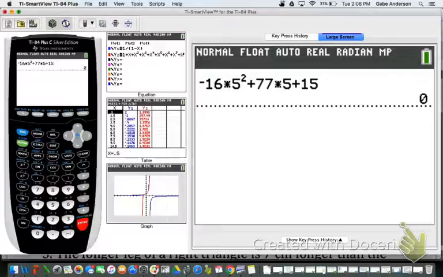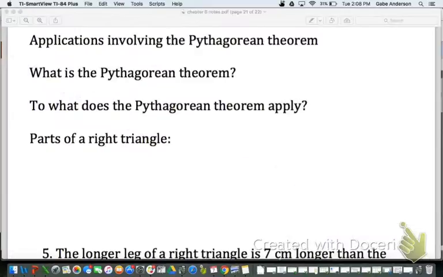Question. Could you also do just like negative 16 parentheses 5 squared, and then the parentheses to the square thing? Sure, that would work.